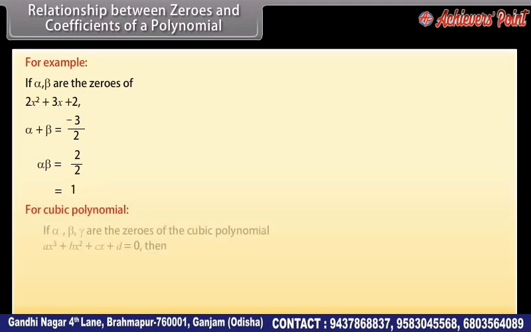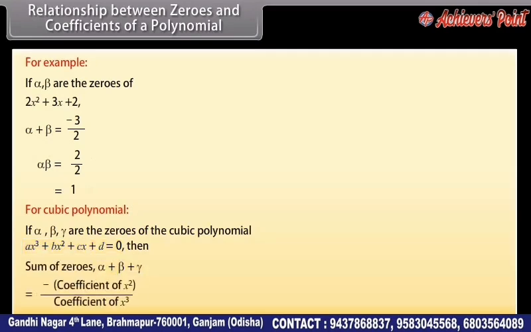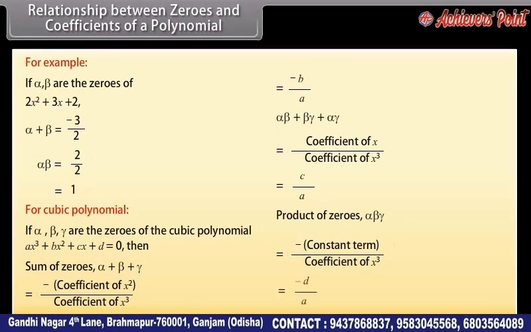For a cubic polynomial, if alpha, beta, gamma are the zeros of the cubic polynomial ax³ + bx² + cx + d = 0, then sum of zeros, alpha + beta + gamma, is equal to minus coefficient of x² upon coefficient of x³, which equals -b/a. Alpha beta + beta gamma + alpha gamma is equal to coefficient of x upon coefficient of x³, which equals c/a. Product of zeros, alpha beta gamma, is equal to minus constant term upon coefficient of x³, which equals -d/a.